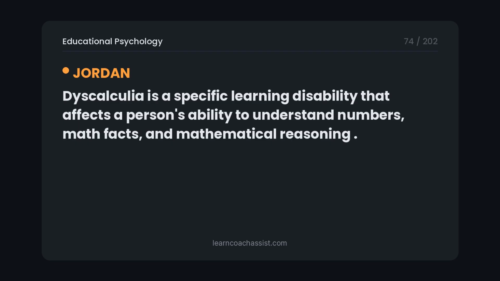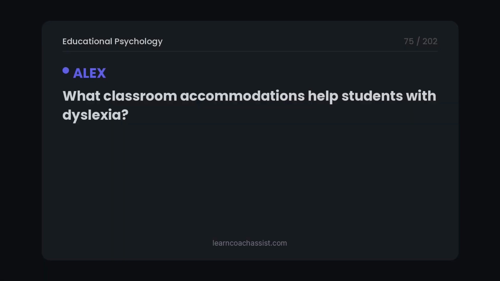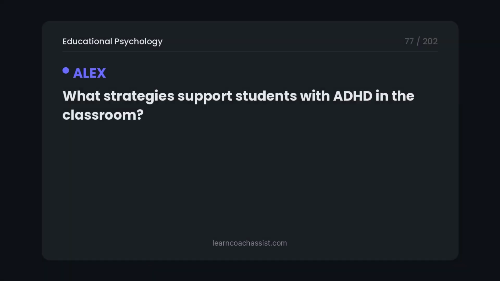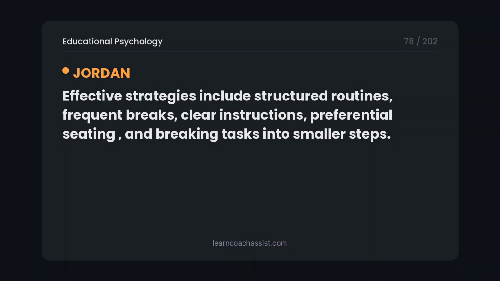Dyscalculia is a specific learning disability that affects a person's ability to understand numbers, math facts, and mathematical reasoning. What classroom accommodations help students with dyslexia? Helpful accommodations include audiobooks, extra time on tests, multisensory reading instruction, and the use of assistive technology like text-to-speech tools. What strategies support students with ADHD in the classroom? Effective strategies include structured routines, frequent breaks, clear instructions, preferential seating, and breaking tasks into smaller steps.